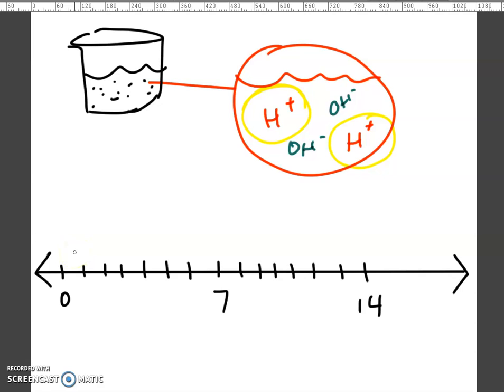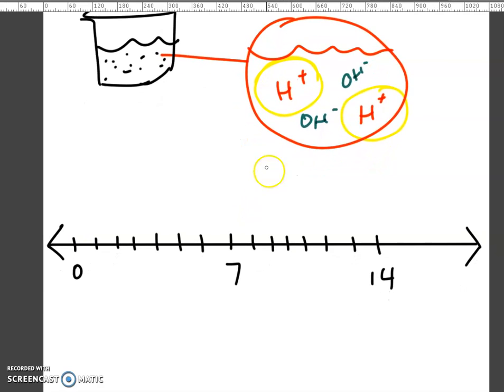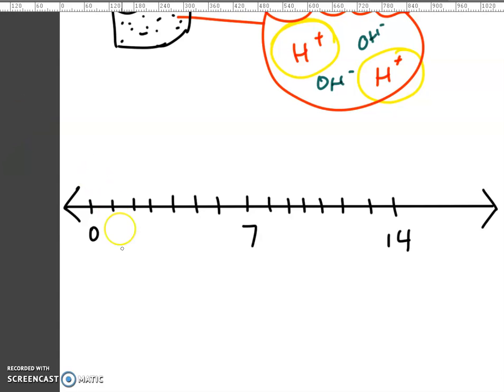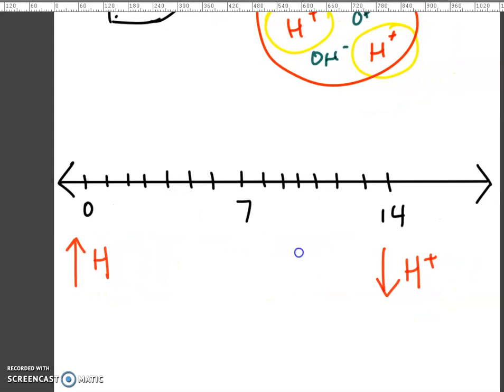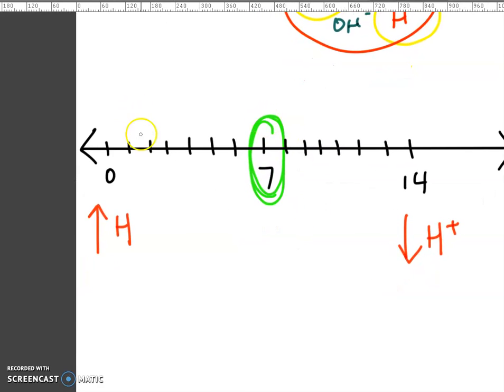You're given a number. Now, if you have low H+, you are going to be at this end of the spectrum. If you have high H+, you are going to be at this end of the spectrum. 7 right here is like our middle marker. In a normal math number line, 7 is kind of like your 0, where it's not positive and it's not negative. This is going to be our neutral. So our 7 is going to be neutral.